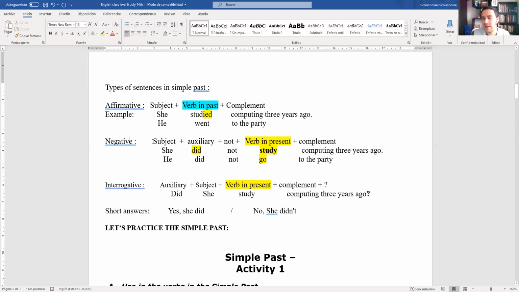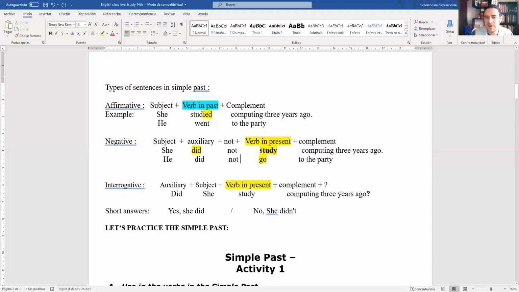Negative, for make negative sentences in the simple past. We put the subject, of course. The auxiliary, in this case, is did. The article not. The verb in present. El verbo ya vuelve a presente. And the complement, okay? In pasado simple. Entonces, she did not study computing 3 years ago.